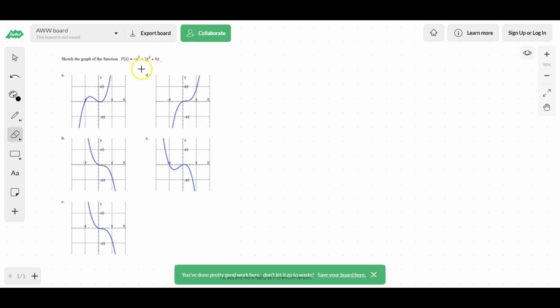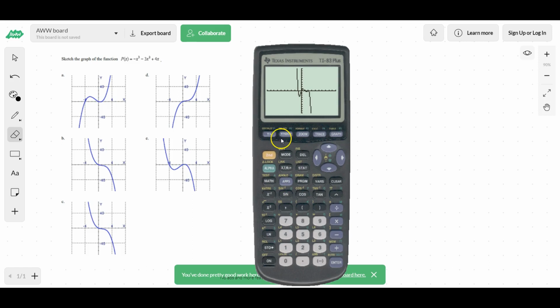So if they give me something in standard form, what I would probably do with this is graph it. So let's just figure out which one this is going to be when we graph it. So that would be -x to the third minus 3x, or whoops, 3x squared plus 4x. And then I did graph. And we can see which one it looks like it matches. It looks like it matches E.